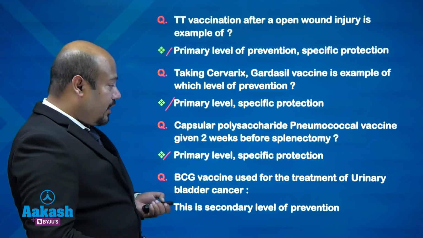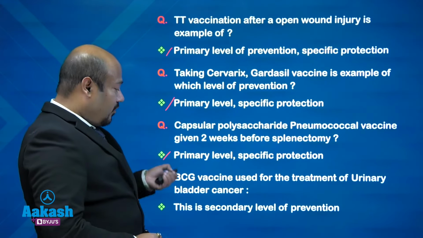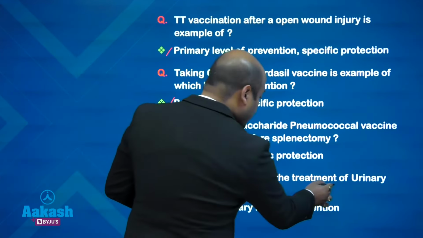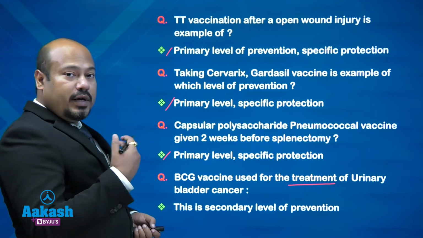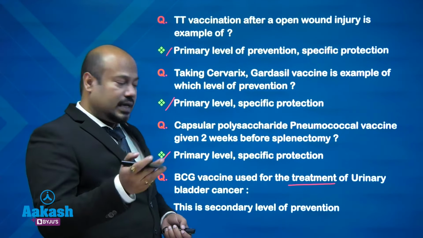BCG vaccine used for the treatment of bladder cancer. See, it's a vaccine, but you are using it for the purpose of treatment. So whenever we are going for early diagnosis and treatment, it will be what? Secondary level of prevention.